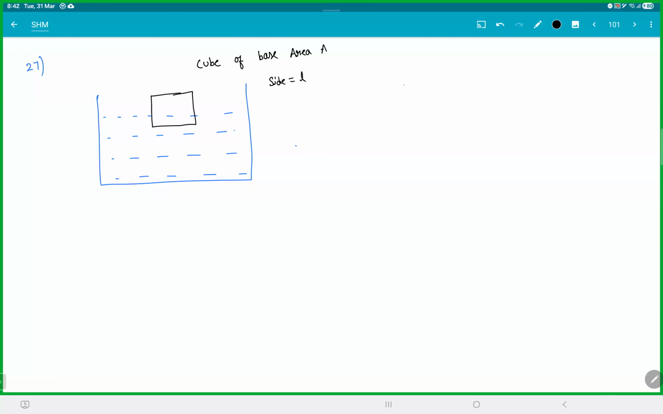Okay. And then let the base area be A1. Density of the block is rho B. Density of the liquid is rho L, and the base area of the container is A2. A2 is greater than A1 and rho liquid is greater than rho B. So the block can float. Now, if you push this block by a small x, find the time period for small oscillations.